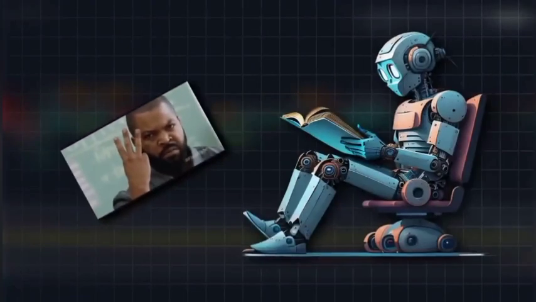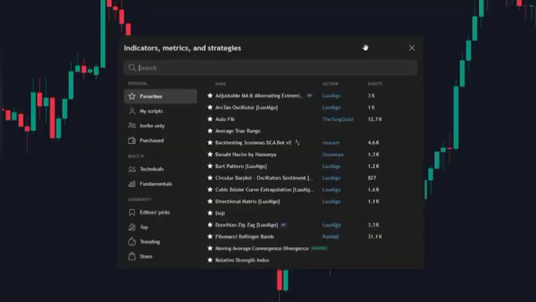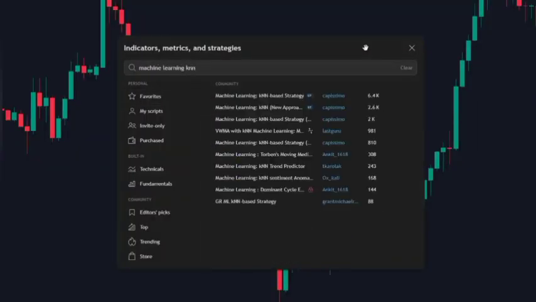Coming in at third place, we have an indicator programmed using a machine learning technique called Nearest Neighbors. This one provides buy and sell labels to help identify market direction. We can access it by searching Machine Learning KNN, New Approach. Select this one, Capissimo. Go ahead and add it to your chart.